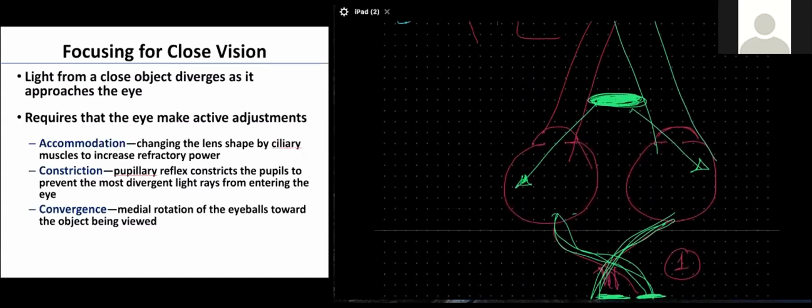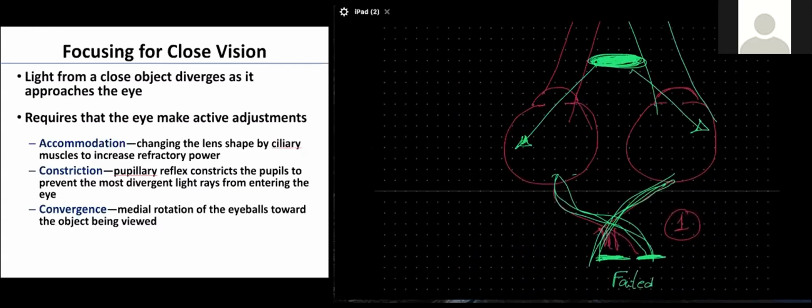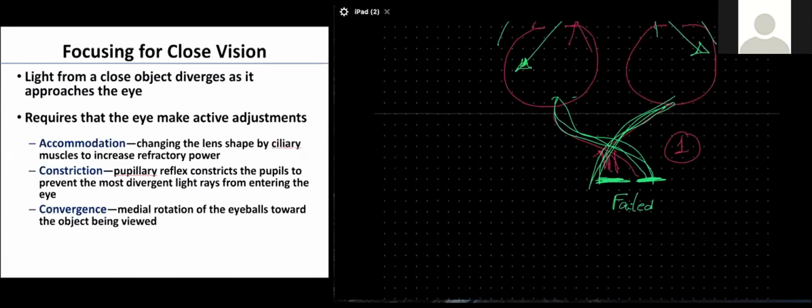So in order to prevent this, when you are looking at a close object, you're going to be rotating your eyes medially. We call this medial rotation of the eye convergence. You converge your eyes for you to detect two pictures that are close enough for the brain to overlap into one. And this is the idea of 3D movies.